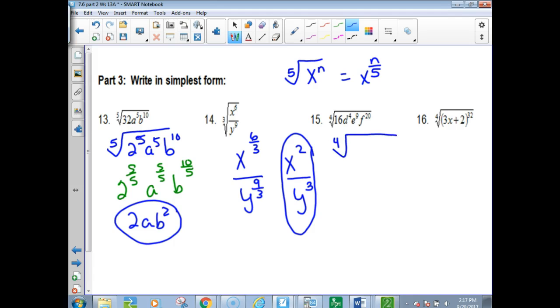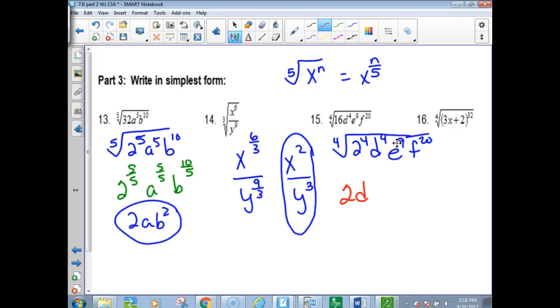I'll rewrite 16 as 2 to the 4th to help you understand we're looking for a multiple of, let's say, powers of 4, basically. Now, e to the 9th is not divisible by 4, so that's going to have one of those remainders. That's all you need to pay attention to here. Divide 4 into 4, you get 1, so I get a 2 and a d coming out.